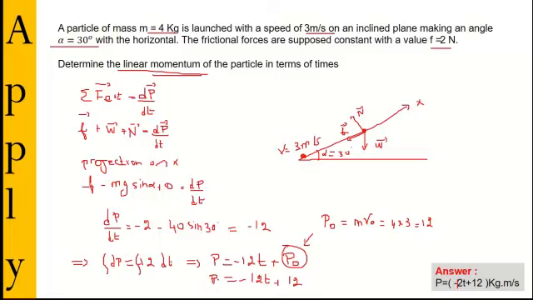And so if we want, for example, the linear momentum at t equal 2 seconds, I can find it, at t equal 3 seconds, I can find it, and so on.